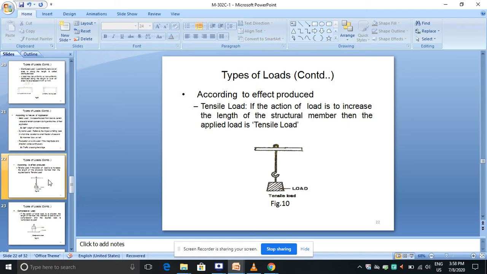Next one is classification according to the effect produced when a load is applied. First one is tensile load. If the action of the load is to increase the length of the structural member, then the applied load is called tensile load. Once again, I am repeating here: if the action of load is to increase the length of the structural member, then the applied load is called tensile load.